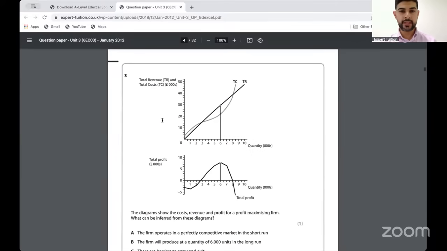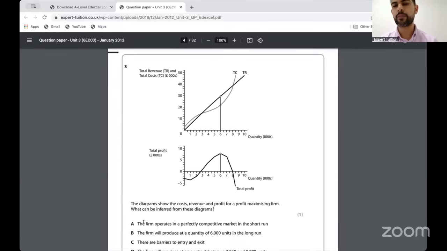All right, this is the question that I wanted to show you as a little warm up. It has the following TR curve. And below it is a kind of made up diagram, which is total profits. So we've got different levels of output, and clearly the firm is operating at this quantity over here. And you can tell because it says the diagram shows the cost, revenue, and profit for a profit maximizing firm. What can be inferred from these diagrams?